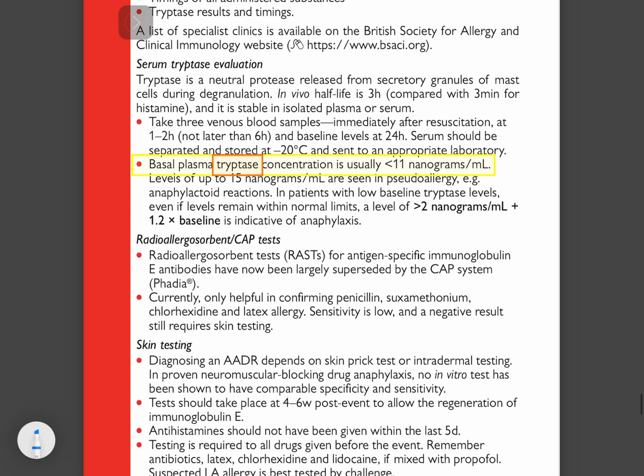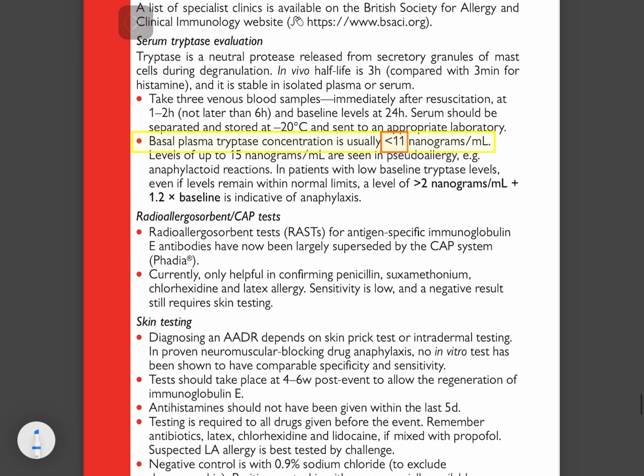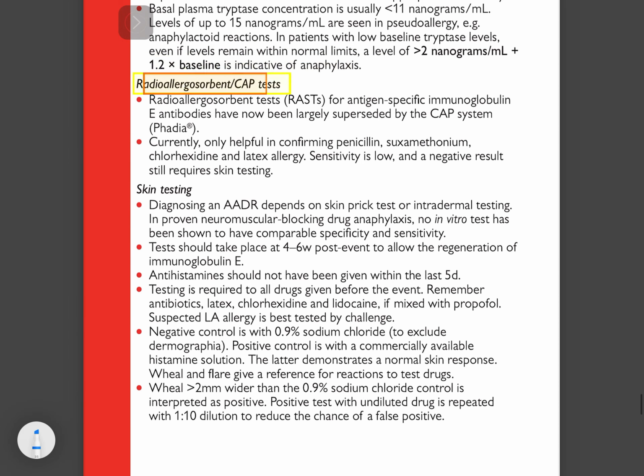Basal plasma tryptase concentration is usually 11 nanograms/ml. Levels of up to 15 nanograms/ml are seen in pseudoallergy, e.g., anaphylactoid reactions. In patients with low baseline tryptase levels, even if levels remain within normal limits, a level of 2 nanograms/ml plus 1.2 x baseline is indicative of anaphylaxis.